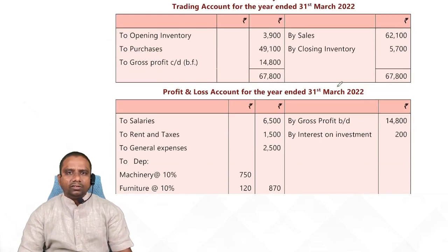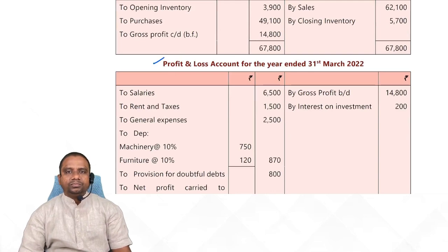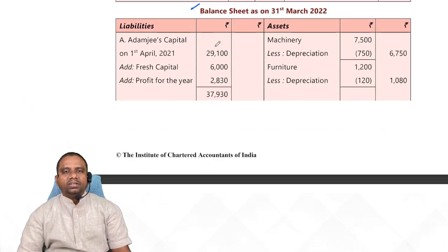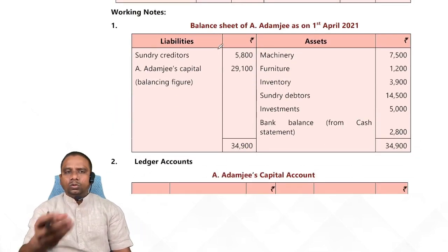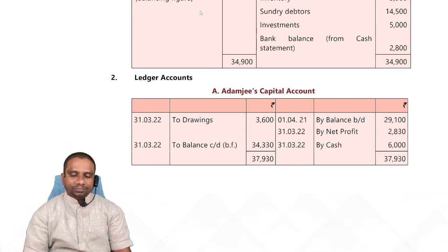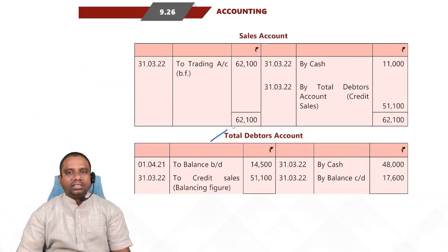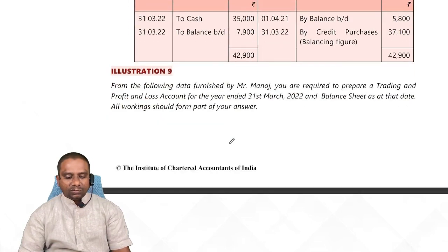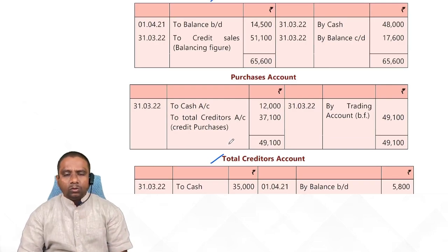First, draw the trading account. Next, the profit and loss account. Next, the balance sheet. Irrespective of the information, it is better to prepare these. If you don't have any opening capital, then you have to prepare an opening balance sheet, sales account, debtors account, creditors account. Understood? Remaining working notes, as and when they are important, then we prepare.